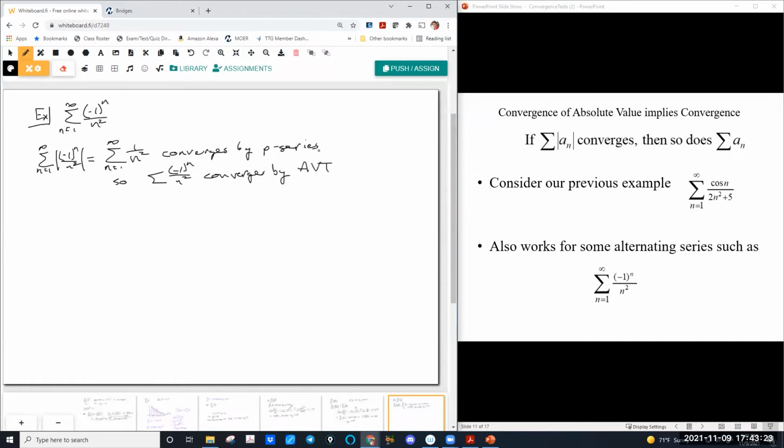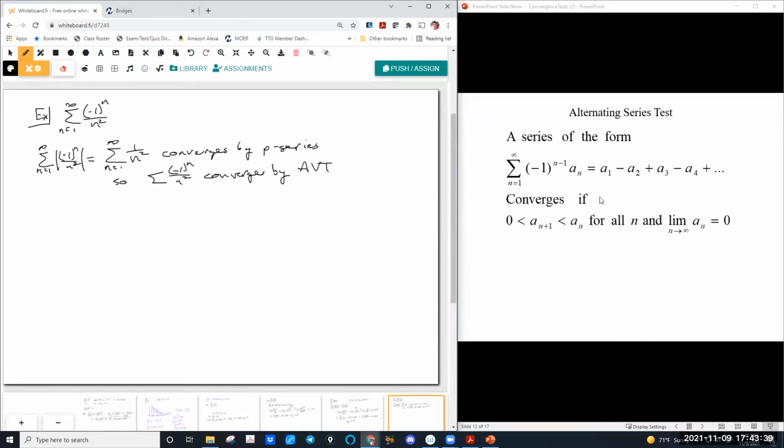That works perfectly fine. But there's another test that we can use when we do have what's called an alternating series. Now, again, for an alternating series, it does have to change signs every time. And this is an alternating series. So an alternating series must change from plus to minus every single time.